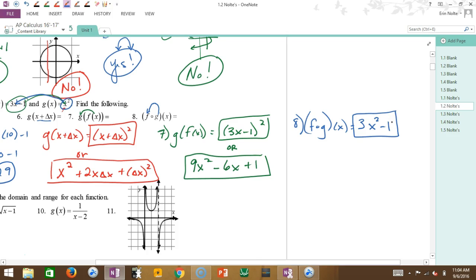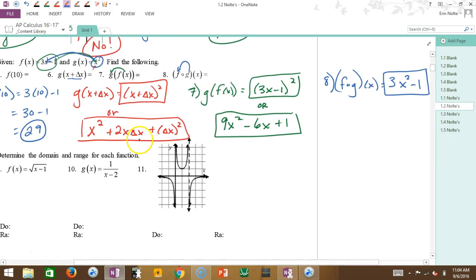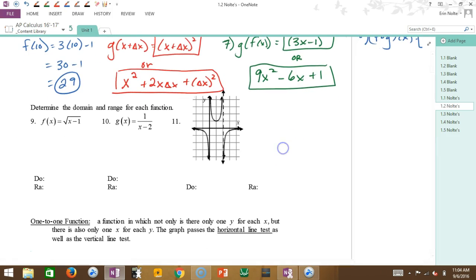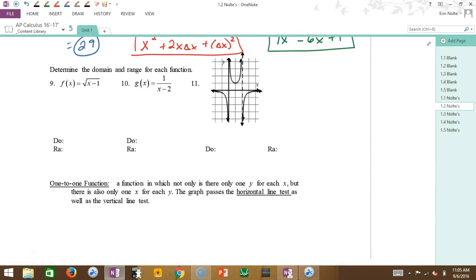Okay, so that also should be reviewed. Pretty simple, pretty straightforward. Unless you have a change of x, then it gets a little bit ugly looking, but otherwise straightforward. Okay, so let's practice a little bit with domain and range. We're asked to simply find the domain and range of each of these functions.